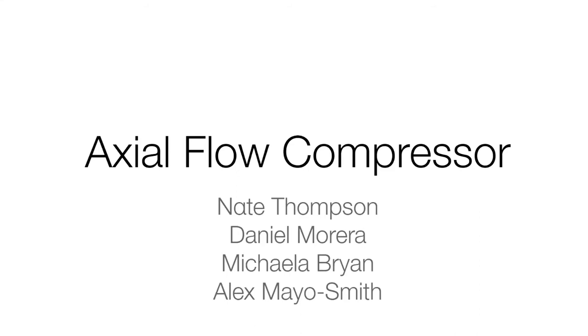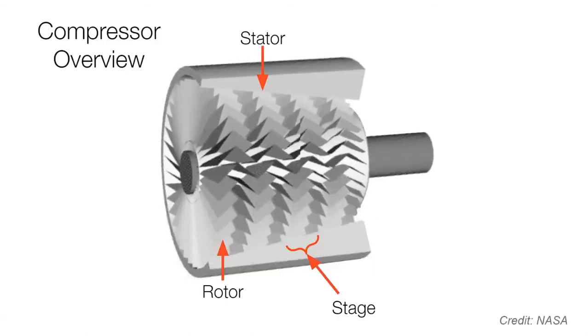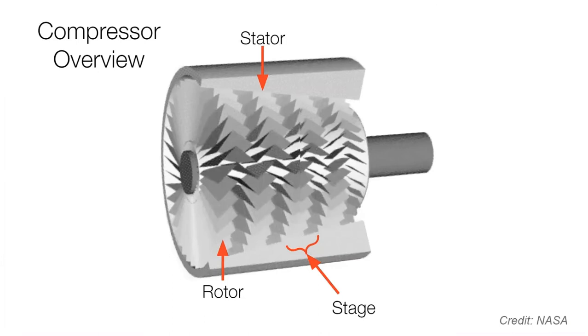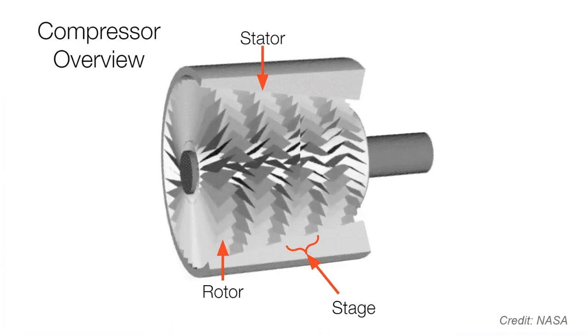And I'm Alex. And together we will be talking to you about axial compressors. An axial compressor is a device used to continuously compress gas in applications with high flow and efficiency requirements, such as in jet engines and some power plant cycles.